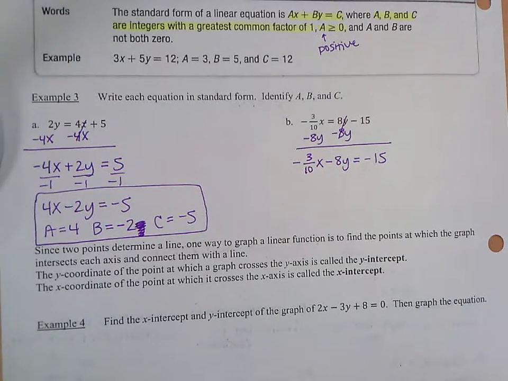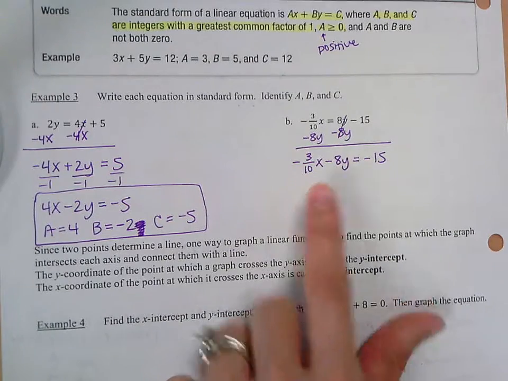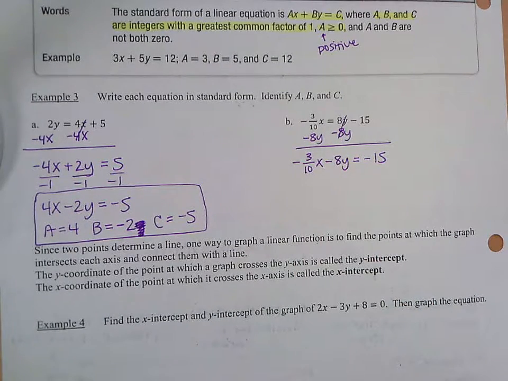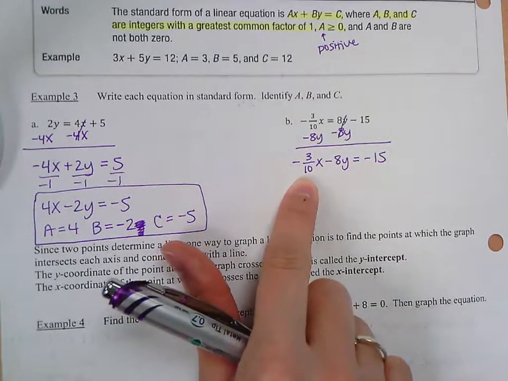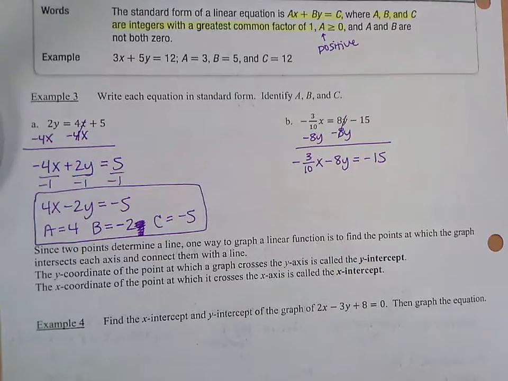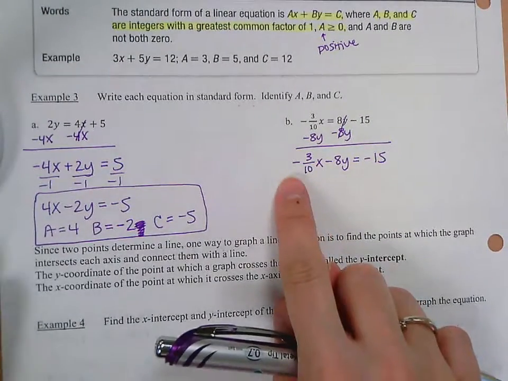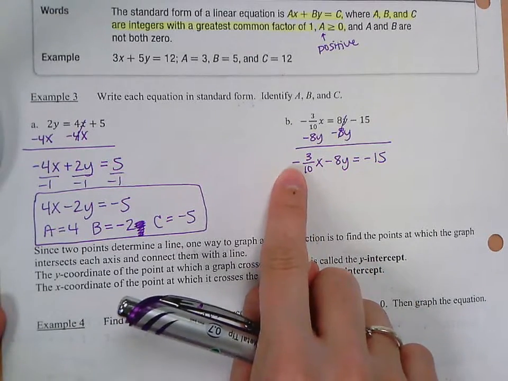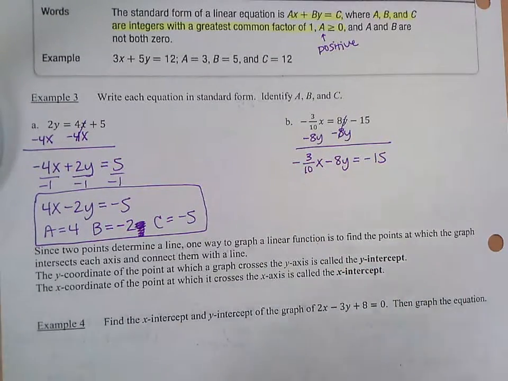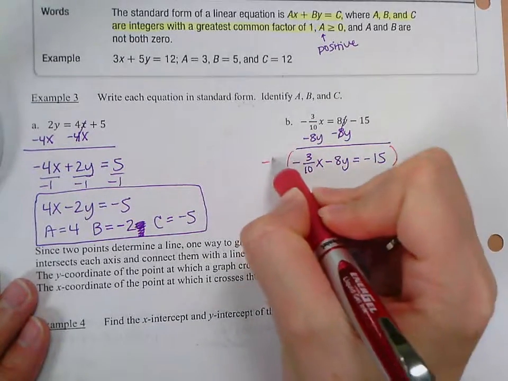And now here, though, I don't have all integers because I have this negative 3/10. So what could I do to get rid of that fraction? Think of when we were solving equations before, how do we get rid of the fractions? Yes, multiply by the denominator in this case. Or if there were multiple fractions, a common denominator would work. So just multiply everything by 10. I like that Sadie said negative 10, because that also takes care of the negative right away. So I want to multiply everything by negative 10.